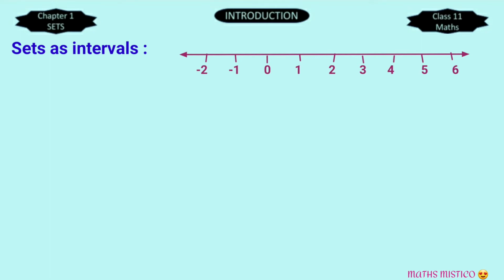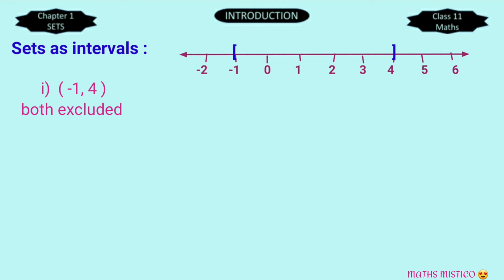So let's understand an alternate way of making a set. We can have 4 types of intervals. Suppose I consider the part between -1 and 4. So the first type of interval is (-1, 4). It is called an open interval. The common brackets say that the numbers -1 and 4 are not included in this collection.